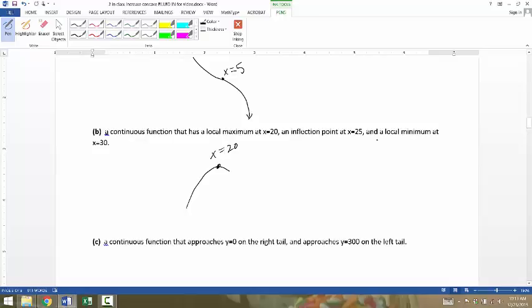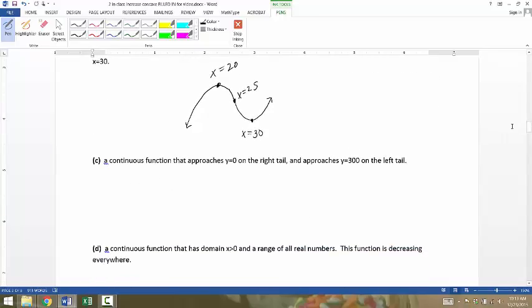It says it has an inflection point at x equals 25. So we keep going a little bit, and then at x equals 25, my graph right now is concave down. I'm going to change it to concave up. And then it says it's going to have a local minimum at x equals 30. So a very low point in its region there. So here's an example. Max at 20, inflection point at 25, min at 30.